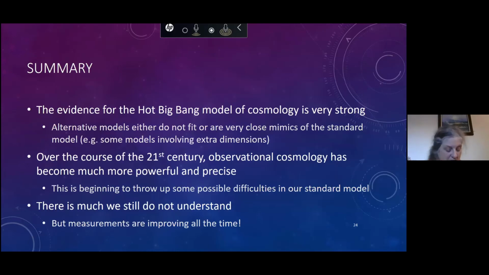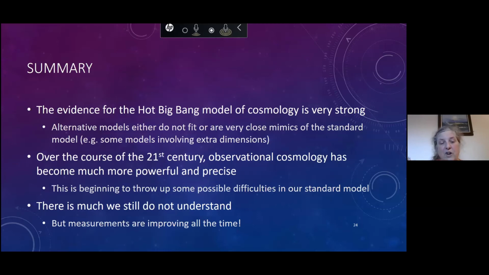So to summarize, I hope I have convinced you that the evidence for the hot Big Bang model of cosmology is very strong. We are not just making it up as we go along, and we are not just letting the theorists do whatever they feel like. With modern data, alternative models either do not fit, or they are made to fit by being very, very close mimics of our standard models. So there are some so-called brane cosmologies that invoke extra dimensions, which make predictions that are very, very similar to the predictions of the standard hot Big Bang general relativistic model.